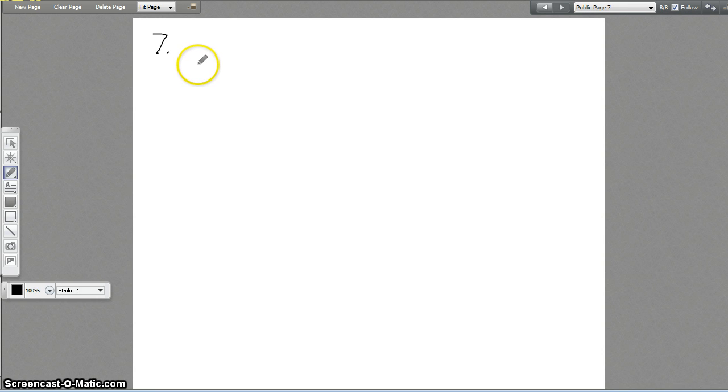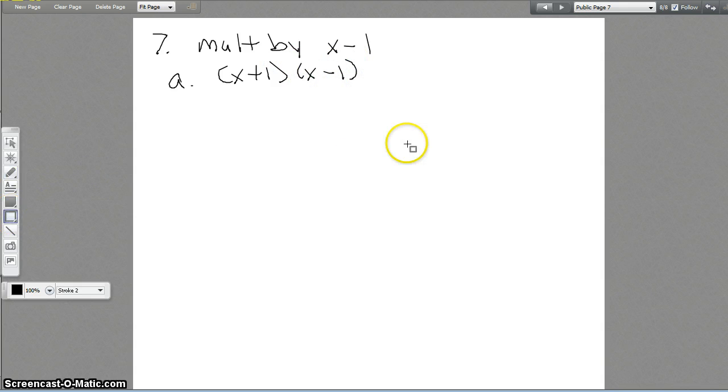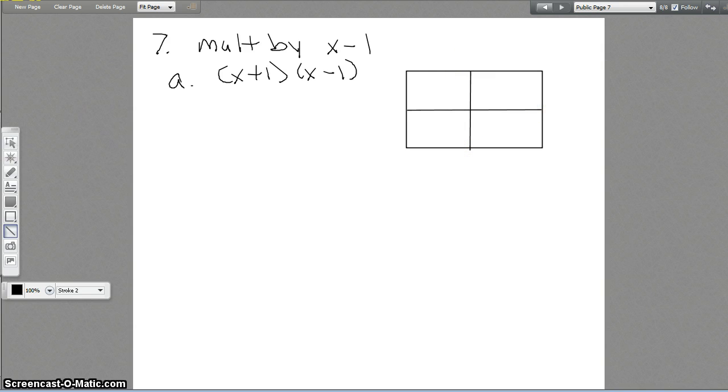It says multiply each of the following polynomials by x minus 1. So I'm going to write multiply by x minus 1. Whatever part we have, we're going to multiply that by x minus 1. So part A, we have x plus 1, and we want to multiply it by x minus 1. I'm going to do a box, of course, because I like my box. And I'm going to put in my grid lines. So here are our grid lines. And I will put x and minus 1 over here, and x and plus 1 over here.